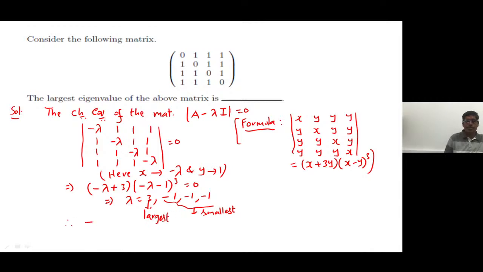Therefore, the largest eigenvalue of the above matrix is 3. So the answer is 3. Hope that is understood. This is the linear algebra chapter.